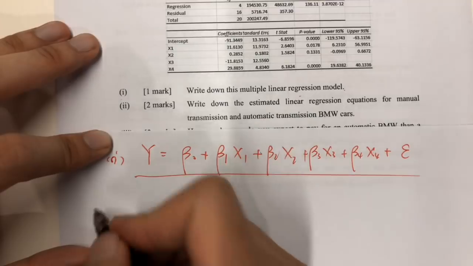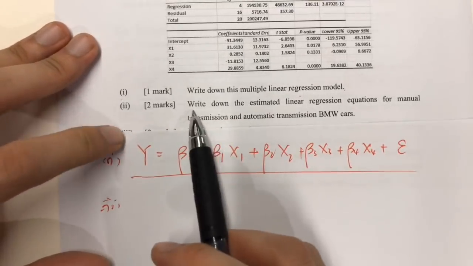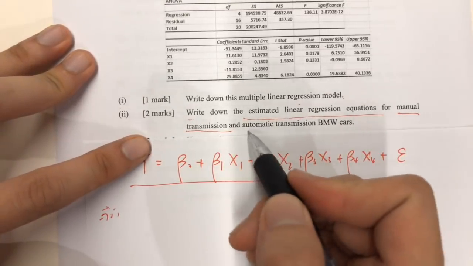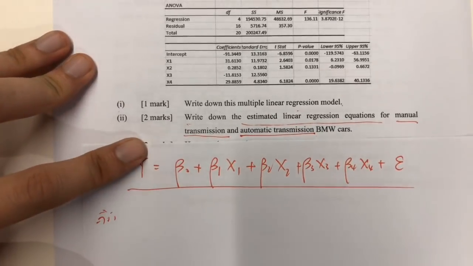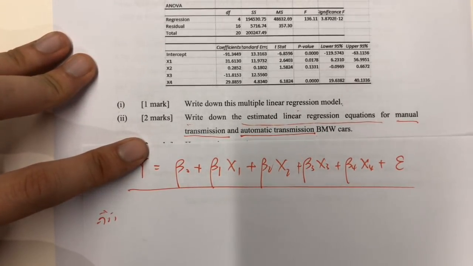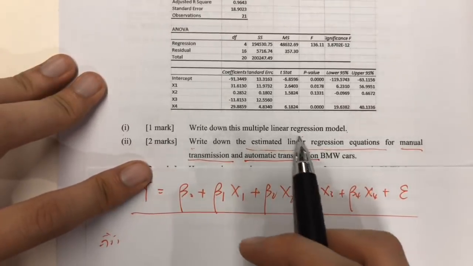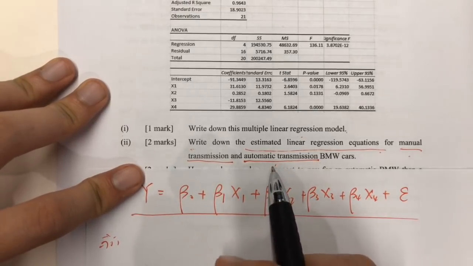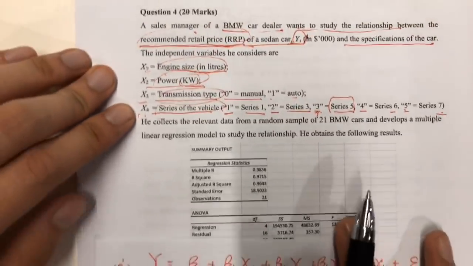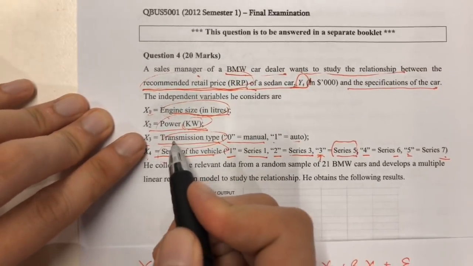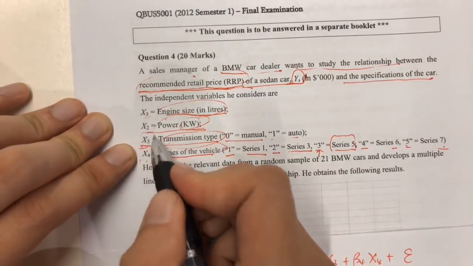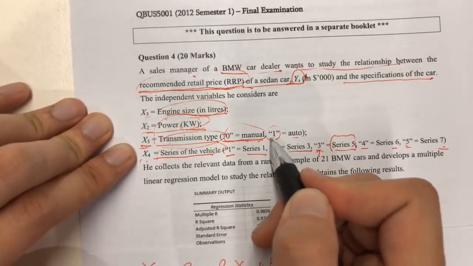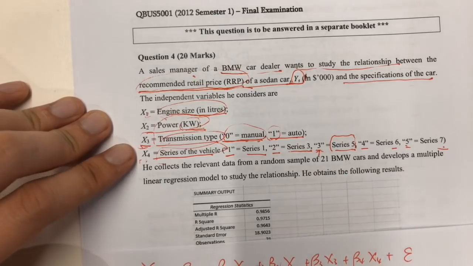Now, question 2. Question 2 is asking to write down the estimated linear regression equations for manual transmission and automatic transmission BMW cars. So this is all about your reading of the questions, right? The linear regression equations for manual transmission and automatic transmission must involve a dummy variable or indicator variable. Let's see the transmission type. If the transmission type X3 equals 0, then it stands for the manual, right? And if it is 1, it stands for the auto transmission type.